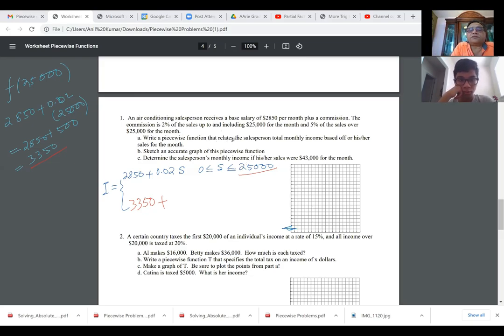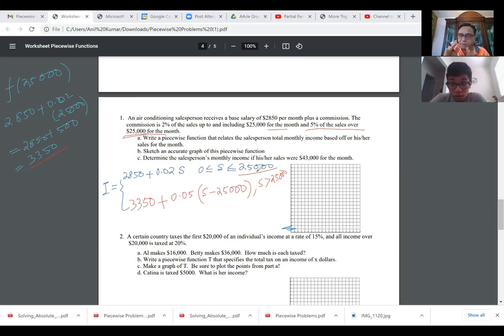Write a piecewise function that relates the salesperson's income for the month at 5% of the sales over this. So this line is very important. If you make 30,000, then in that case, only on 5,000 you get 5%. So let me write 5% first anyway. Doesn't matter. Of sales minus 25,000. Does it make sense now? It makes sense when sales is greater than 25K. Do you get the idea?